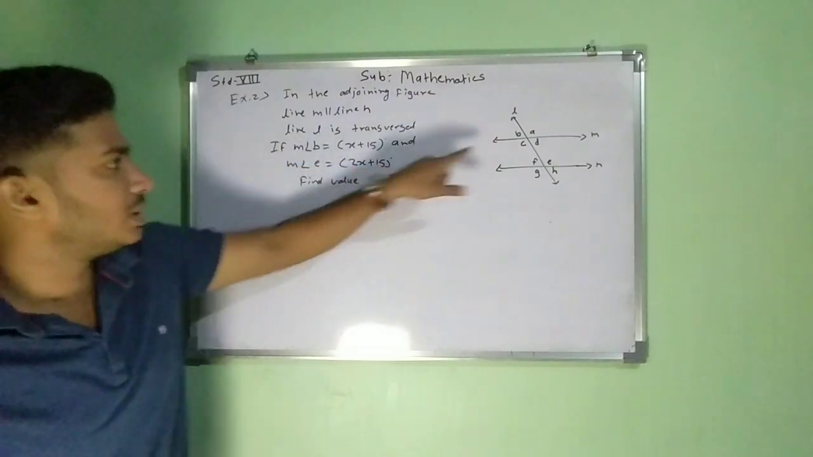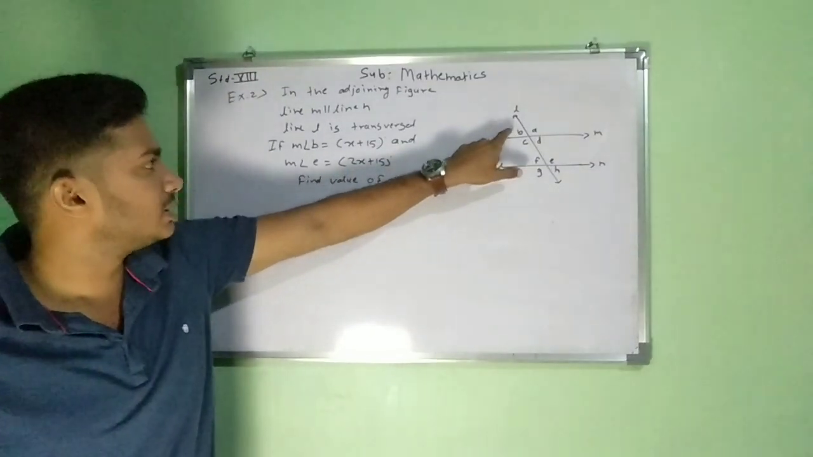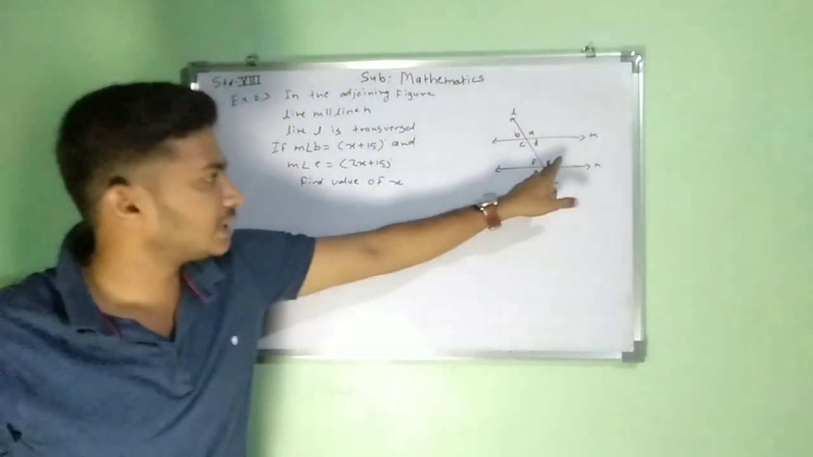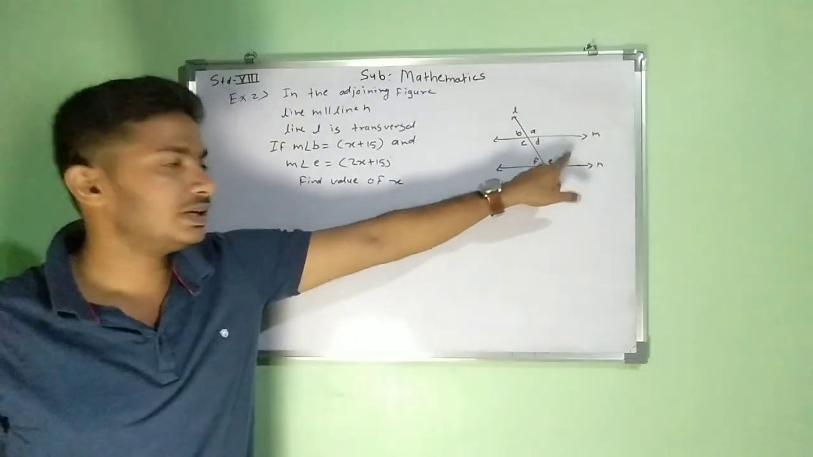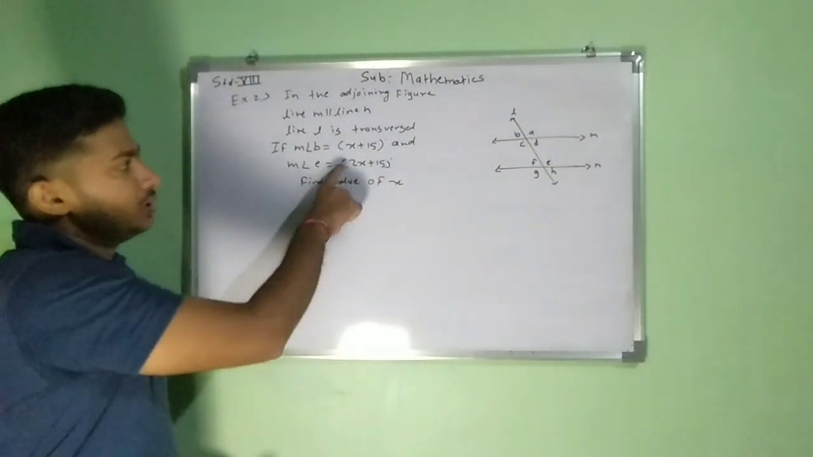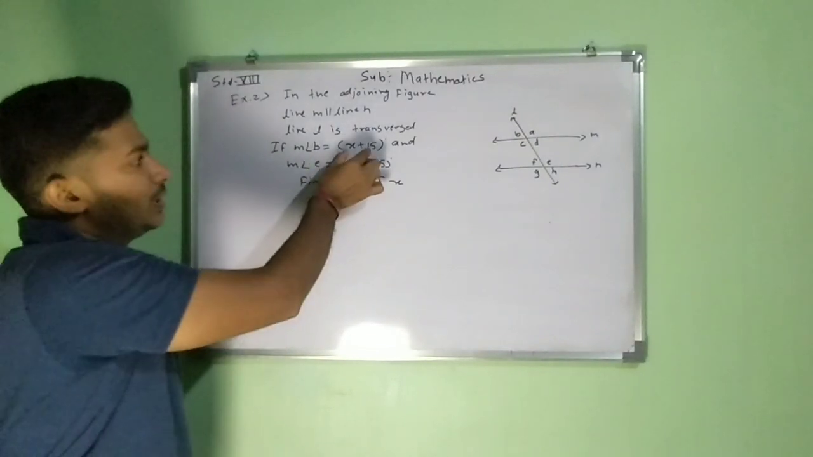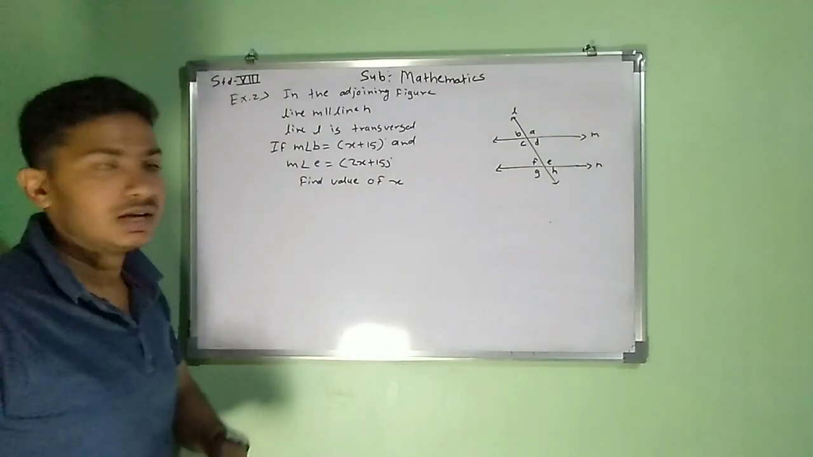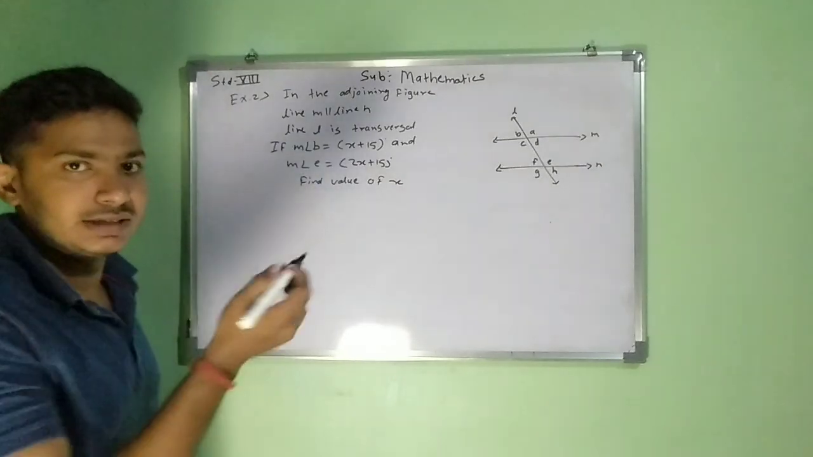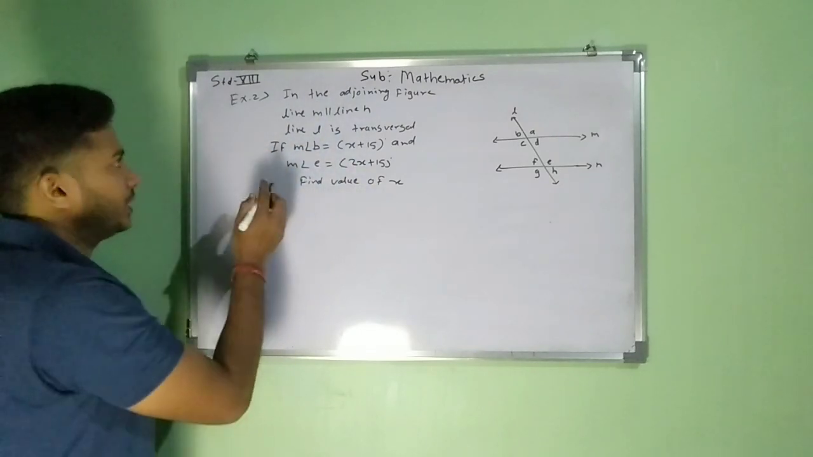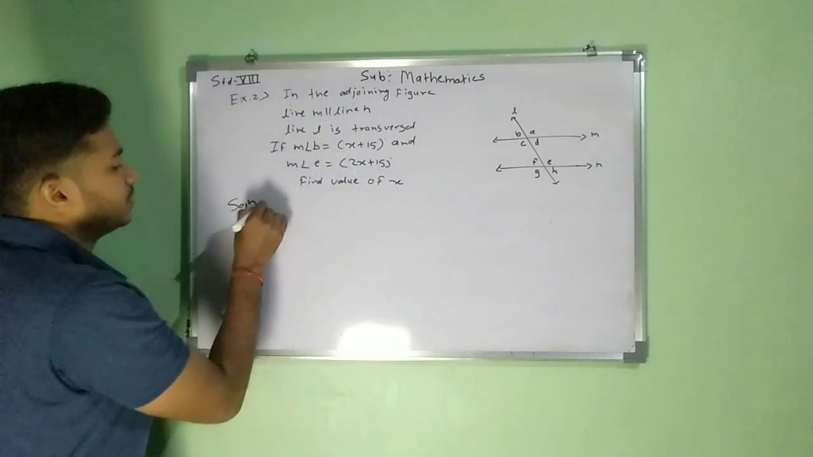That means the measurement of angle B, this angle, is given, which is x plus 15 degrees, and the measurement of angle E, this angle, is given, which is 2x plus 15 degrees. Okay, and we have to find the value of x. Why do we have to find it? Look here. The measurements of those angles are given in the form of a variable, and we have to find the value of that variable x. For that we need to use the properties of corresponding angles and linear pair. Okay, so we will solve that example.